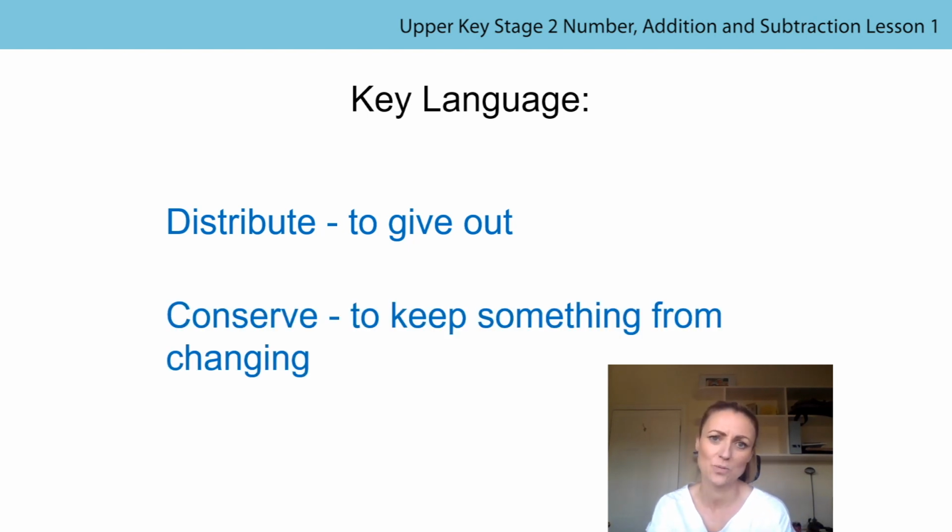The next word that we are going to look at is to conserve. And again, there are some derivatives, you know, conservation, which you may have heard of in real life. But to conserve something means to keep something from changing. We're going to keep it the same. It's not going to change. So those words, distribute and conserve, are going to be very, very important today in a mathematical context. And we're now going to look at a situation that really exemplifies what these words mean.